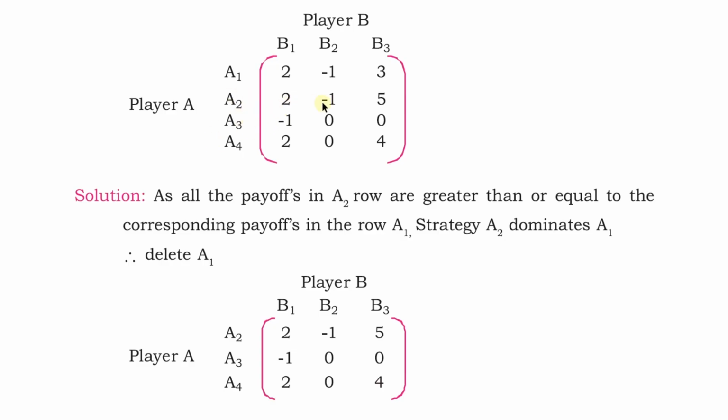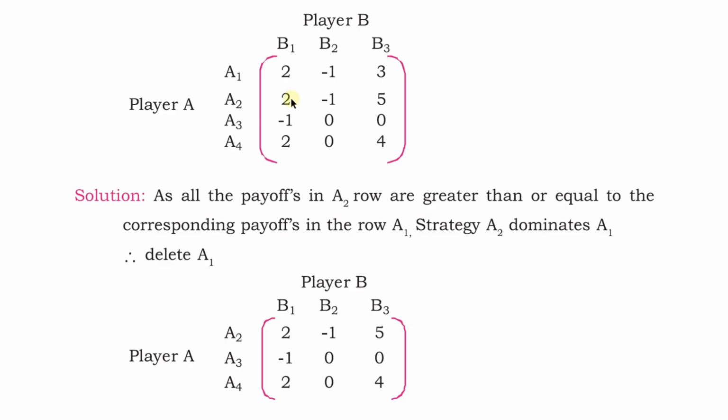Now consider this A2 here. The elements here are 2, -1 and 5. Now compare this with all the strategies here. If we compare this with A3, 2 is greater than -1, 5 is greater than 0, but -1 is less than 0. Here you have to make sure that the elements are either equal to the corresponding strategies or greater than that. But here 2 and 5 are greater than the 2 elements, but -1 is less than the 1 element. So A2 can't delete A3.